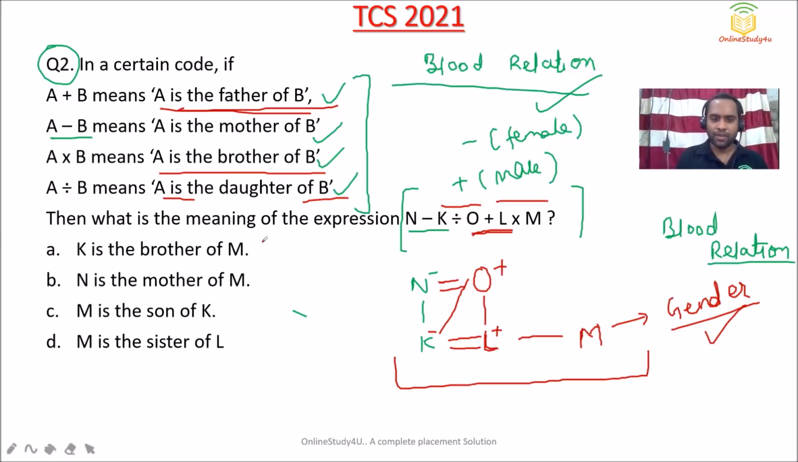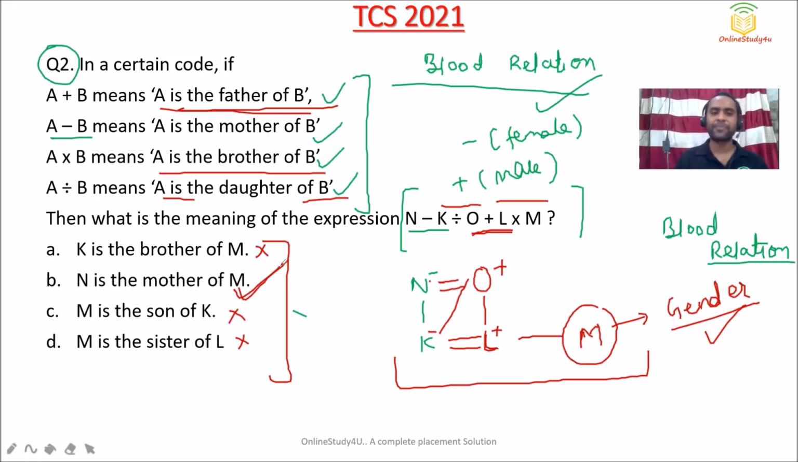Okay. Now, which of the options is true? K is the brother of M. So K is not brother, K is sister of M. N is the mother of M. Yes, so N is the mother of M is true. M is the son of K. No, this is not true. Gender of M is not given, so we cannot say anything. M is the sister of L. We don't know. See, the gender of M is not given, so we cannot comment anything about M, right? M will be male or female, that we really do not know.